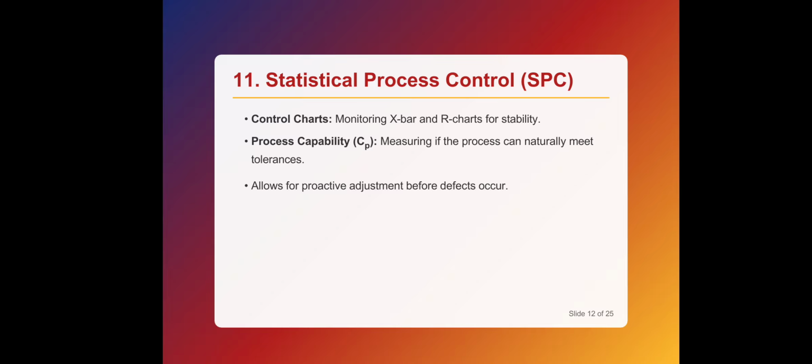The next one is statistical process control, SPC. Control charts monitor X bar and R charts for stability. The process capability is denoted by Cp, C suffix P, measuring if the process can naturally meet tolerances. It allows for proactive adjustment before defects occur.